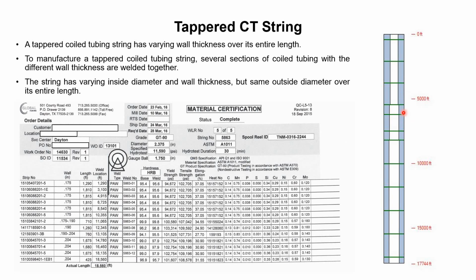So when you are in the deeper section, this section will be able to hold more loads. So it can support working in the deeper wells. So that was the discussion of taper versus non-taper coiled tubing string.